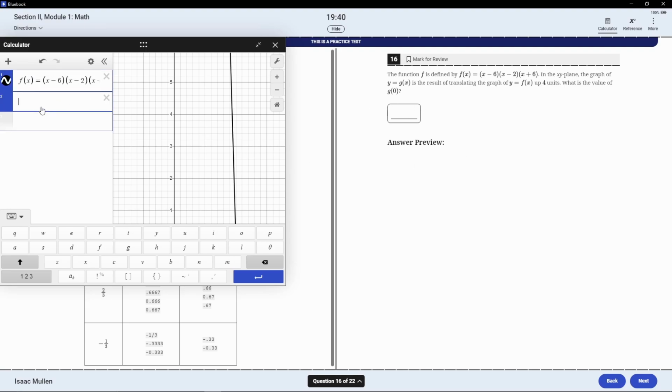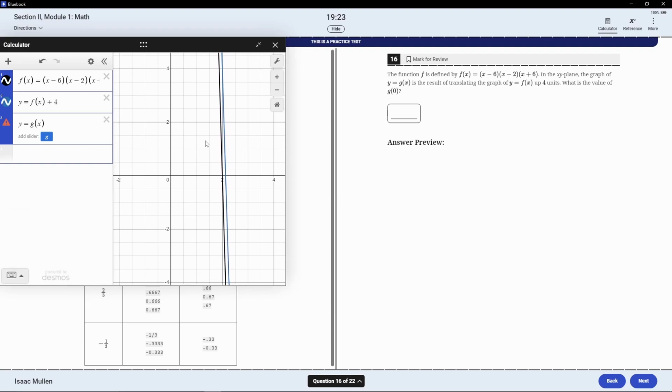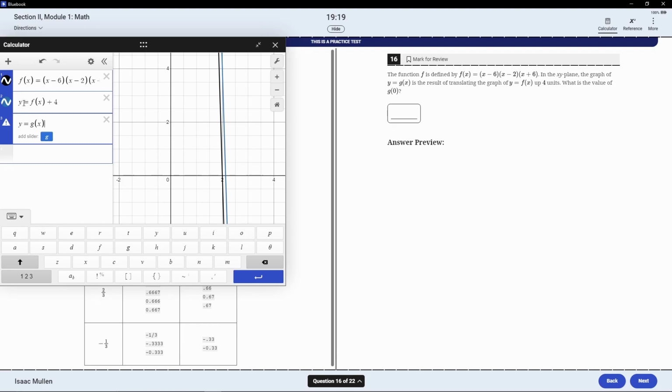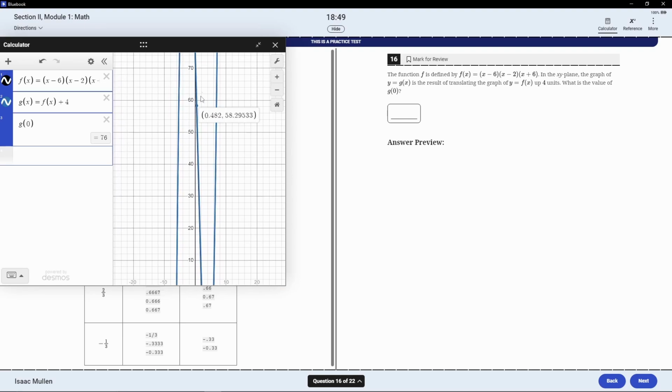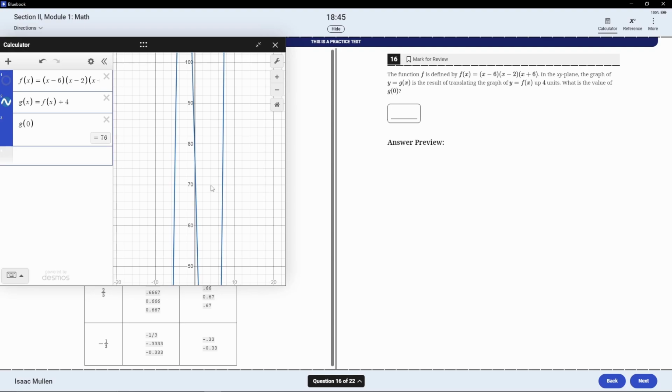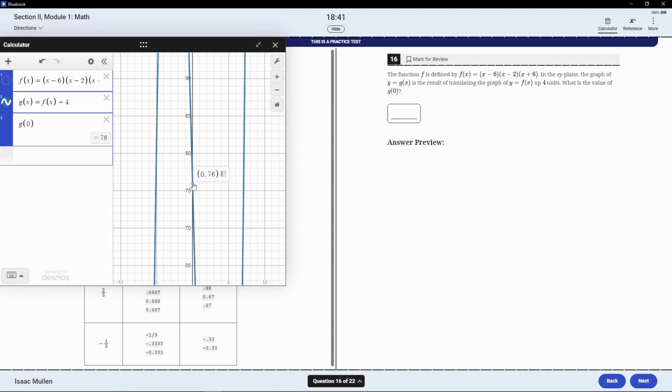Alright. We say y is equal to g of x. But before we do this, we're going to have to do this. y is equal to f of x plus 4. And now, if we know y is equal to g of x, and f of x plus 4 is equal to y, that means g of x is just equal to f of x plus 4. Okay? And we get our value here. And now we can do g of 0, and we get 76. Alright, I think if we scroll up long enough and only show graph g of x, it'll cross over at the 76. So yeah, 76.